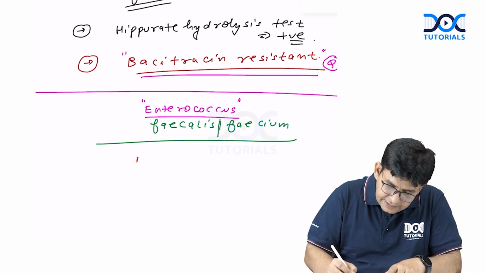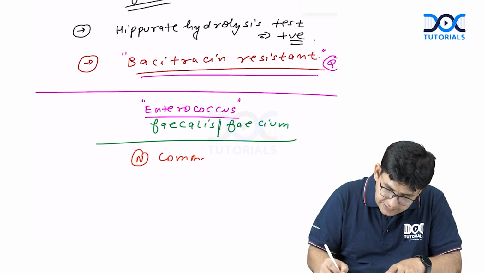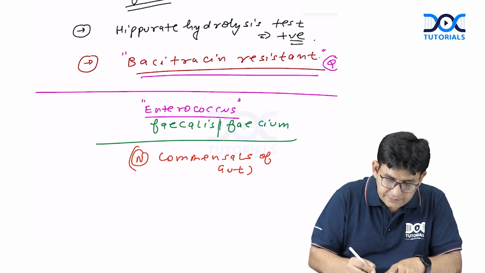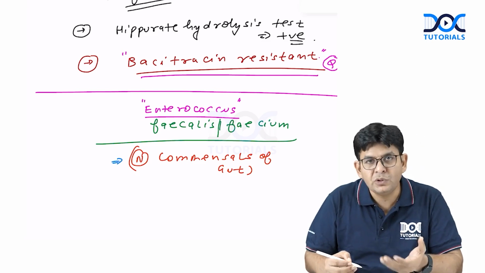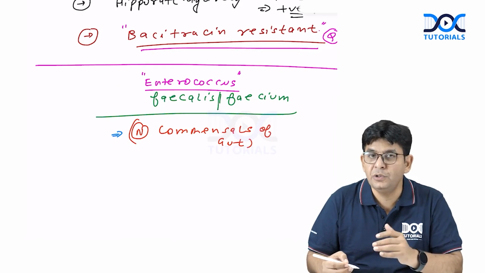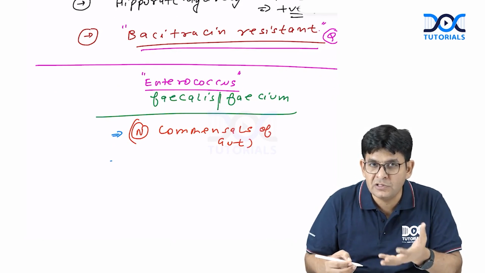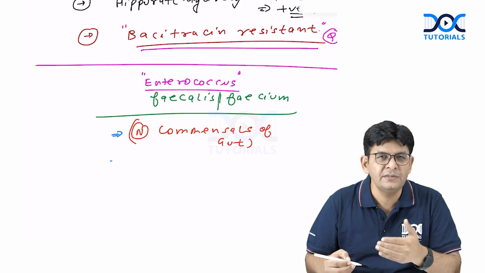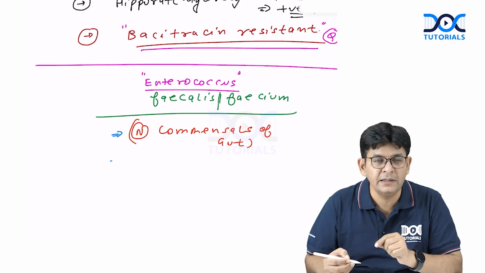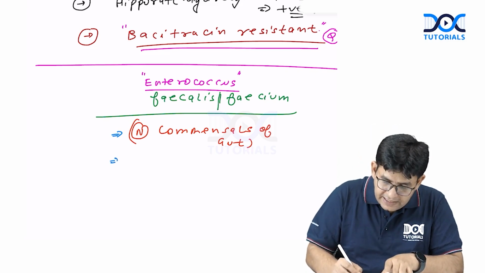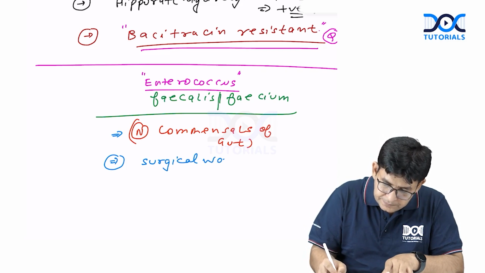As such, they are the normal commensals of our gut. Even you and me are holding Enterococcus faecalis and faecium in our gut. But as such, they don't do much to us. But whenever they get a chance, they cause severe infections. Means somebody is doing some gut surgery and they could contaminate that. It is not easy to treat it. So that is the problem. So basically, Enterococcus faecalis and faecium cause surgical wound infections.